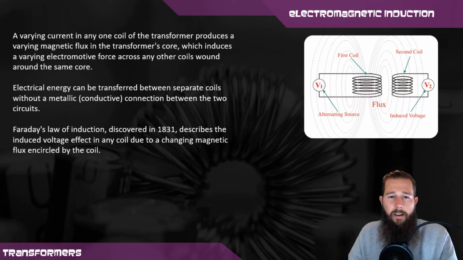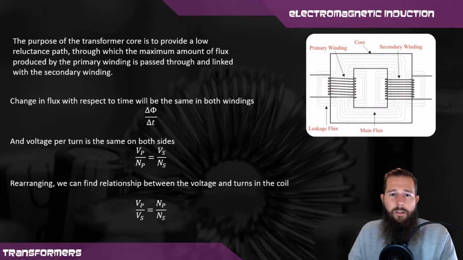A varying current in a coil produces a varying magnetic field or magnetic flux. This magnetic flux can induce a current in another nearby coil. Using this principle, electrical energy can be transferred from one coil to another. Now these two coils can exist next to each other, however it is a lot more efficient to wrap the coils around a magnetic core which provides a low reluctance path. So this magnifies and focuses the magnetic field.